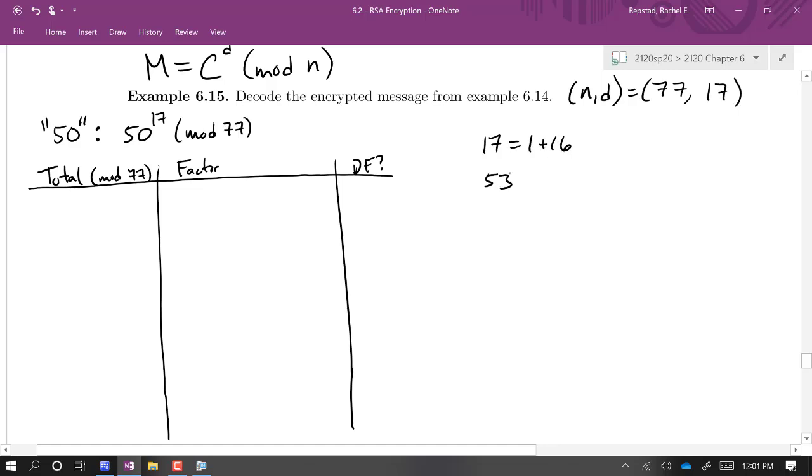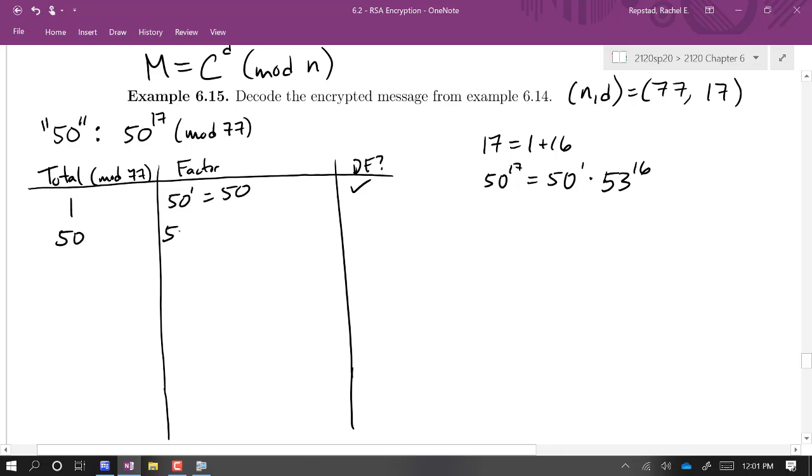So 50 to the 17th is 50 to the 1st times 50 to the 16th power. So those are our desired factors. Our total always starts at 1. Our first factor is always our base to the first power. That is a desired factor. Oh, for some reason I wrote 53 instead of 50. I must have had the encryption key on my mind. So 50 to the first, which is 50. So our new total is 1 times 50, or 50.